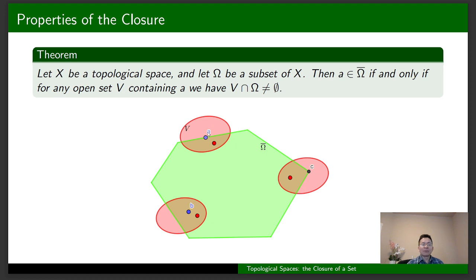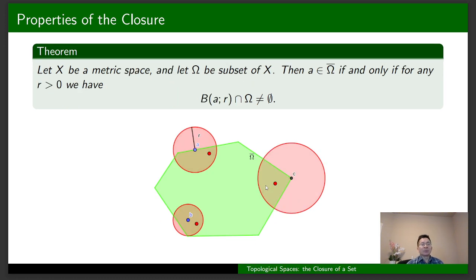And this element A belongs to the closure of omega because of the following reason. No matter what open set V we take, and V contains A, then the intersection of V and the set omega is non-empty. It is similar for B and C. They are elements of the closure of omega, and again, no matter what open set containing this point, the intersection of that set and omega is non-empty.